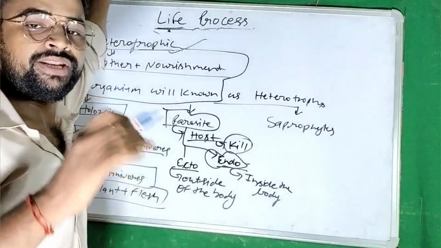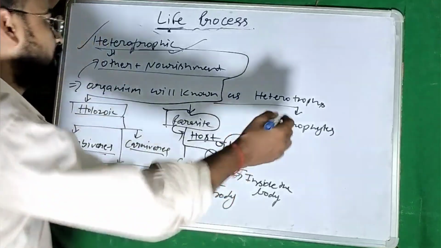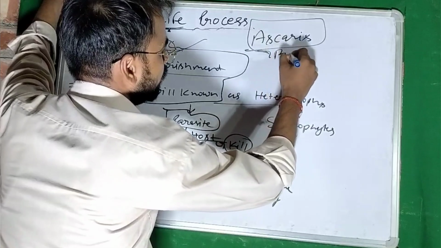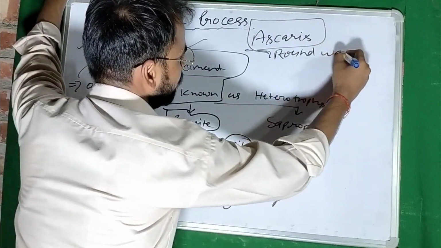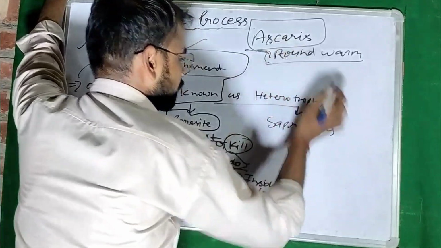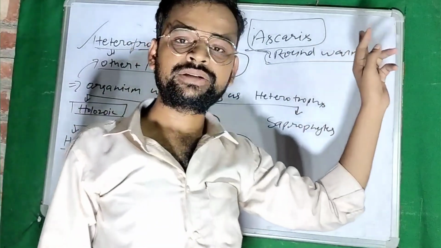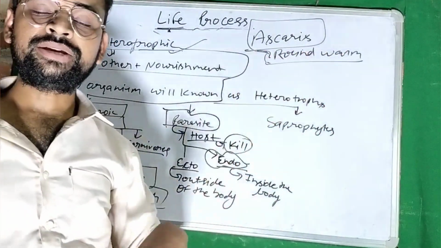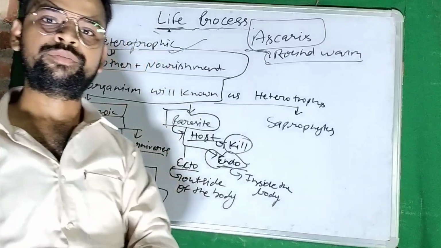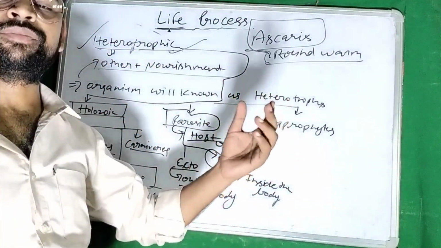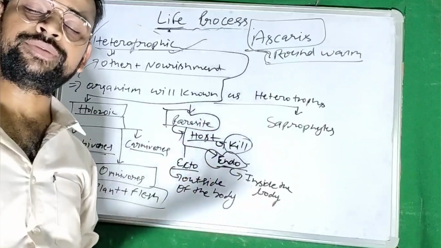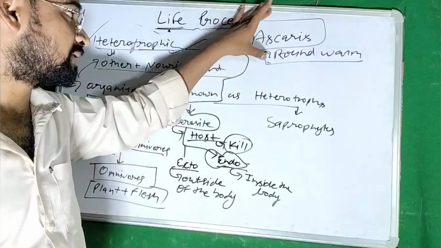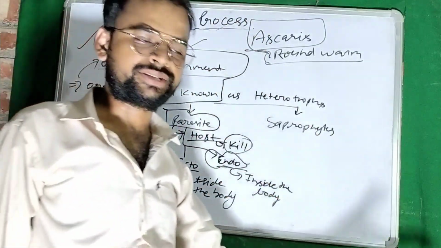For example, a very common example is ascaris. What is ascaris? The common name of ascaris is roundworm. Ascaris most commonly occurs in children's stomachs, and we take a medicine named albendazole at night time. When we go in the morning for fresh purpose, the ascaris comes outside our body with the feces.